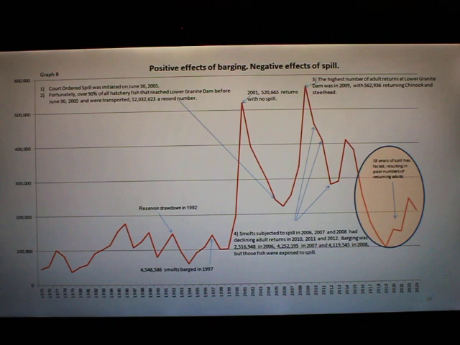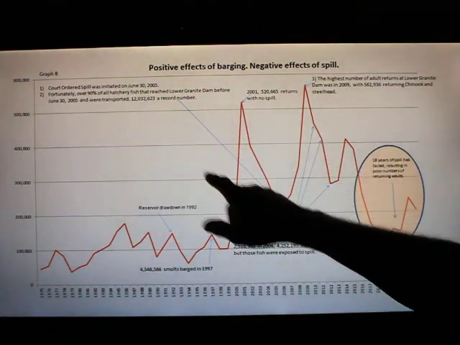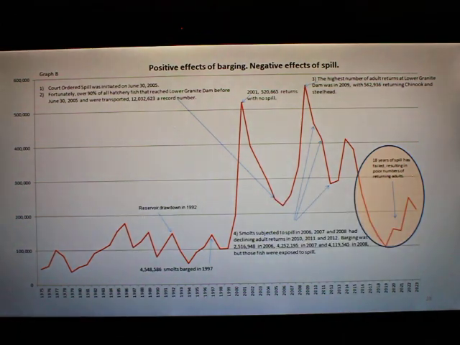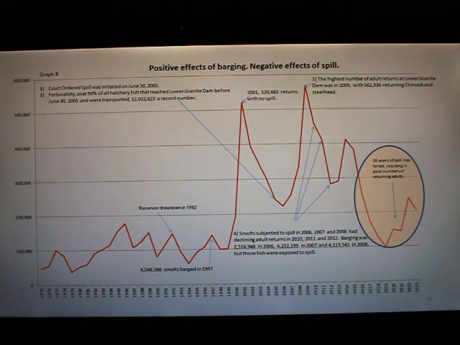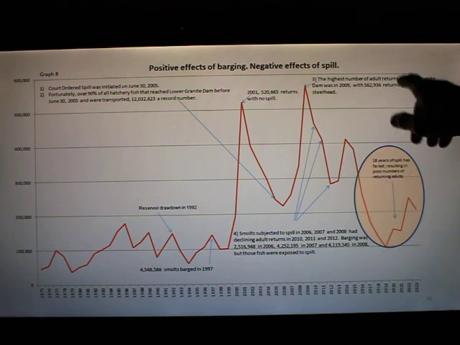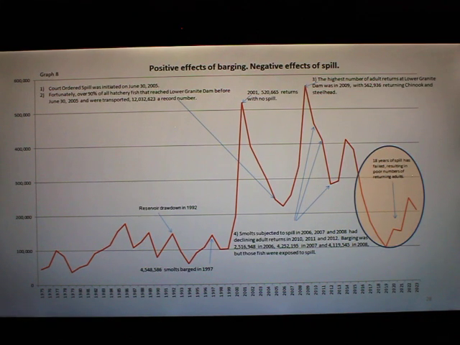It's important though to recognize, number one, quarter order spill, we showed that earlier, 2005, June. Fortunately, 90% of the smolts reached Lower Granite before June 30th, and they were transported, a record number of 12 million. Over here we see the highest number of adult returns ever at Lower Granite was in 2009, 4 years later, with almost 563,000 returning Chinook and steelhead.